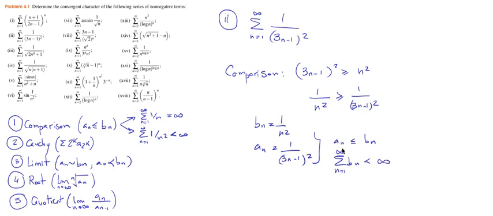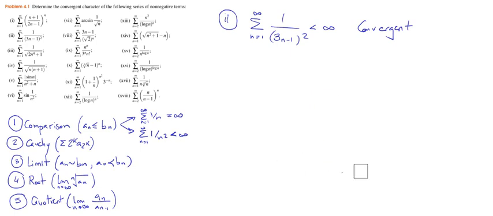So this implies, using the comparison test, that this series converges. Okay, this is convergent as well. We could also use the limit comparison test, right? So we could say, well, (3n minus 1) squared is asymptotically equivalent to 3n squared, right? Because this minus 1 is negligible in comparison with this, okay?